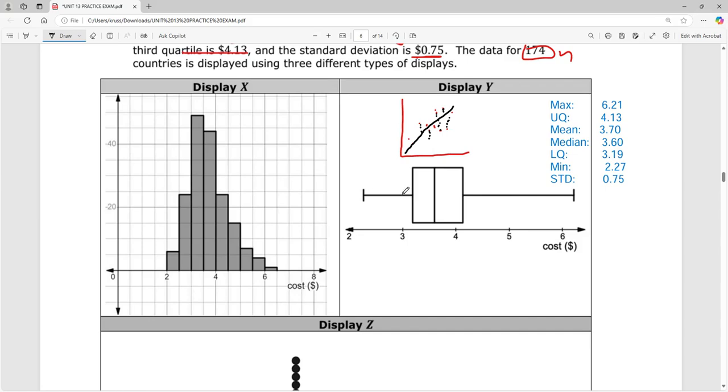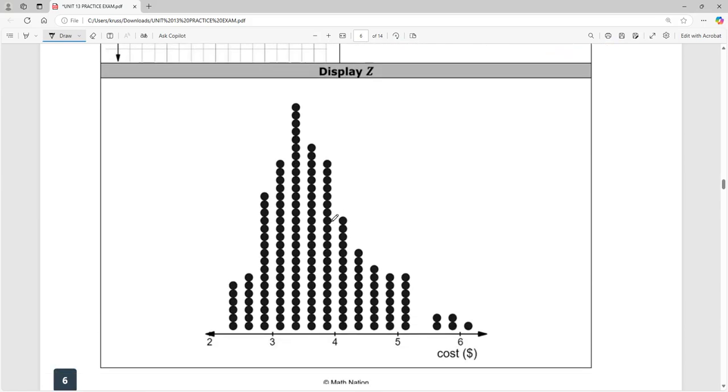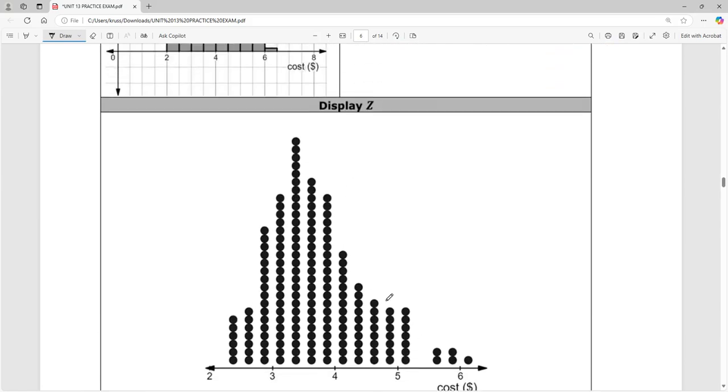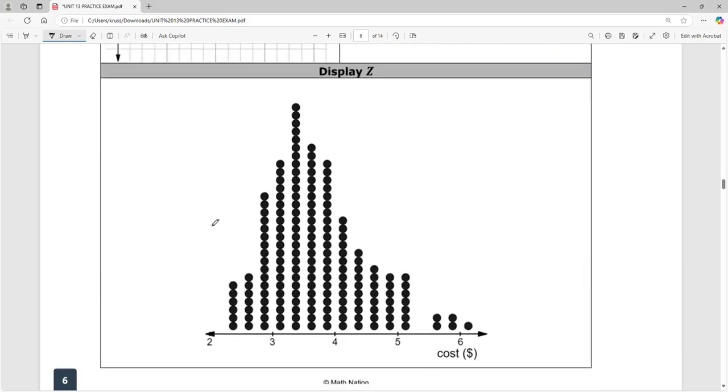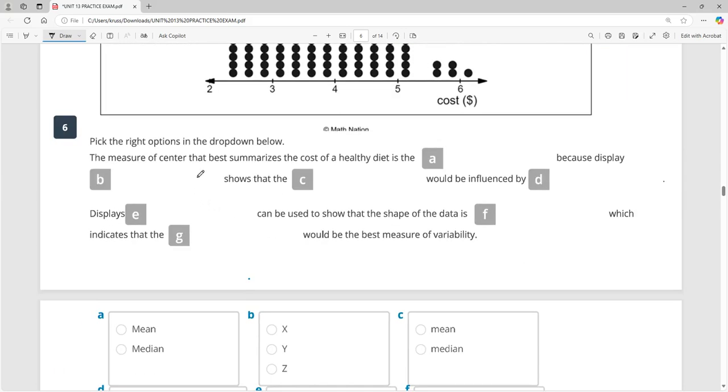Here is a box and whisker plot, right? And here is a dot plot. Yeah, this is definitely a histogram. Okay. All right. So pick the right options from above.